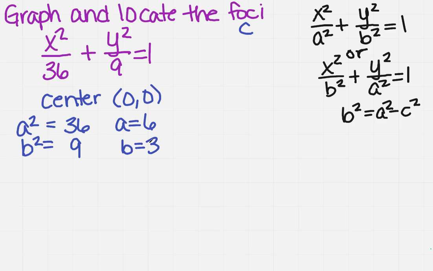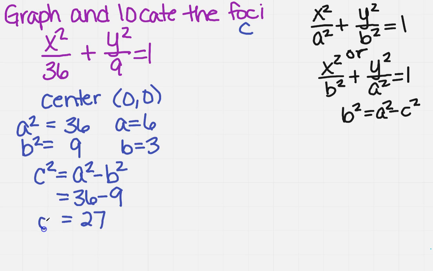So what good does that do me? Well, I need to find c, so I know that c squared equals a squared minus b squared. That will give me 36 minus 9, which gives you what? Well, that gives me 27. So now that's c squared, so I'm going to have to take the square root of both sides. The square root of 27. Now 27 is 9 times 3, so c is going to equal plus or minus 3 square root of 3. Oh, look at that, I found c.